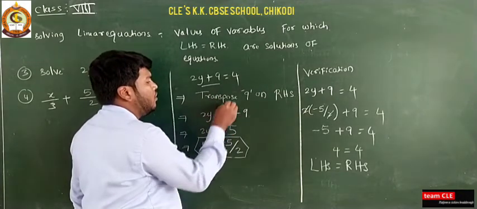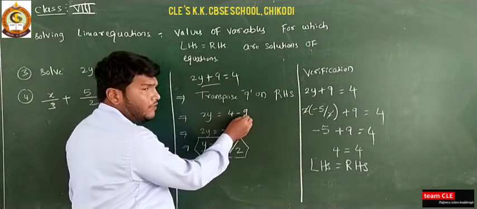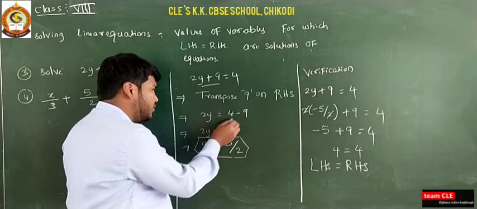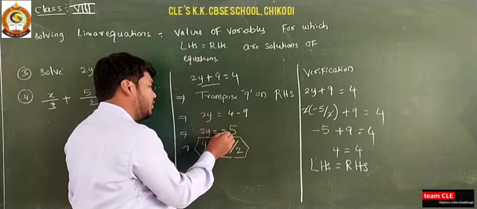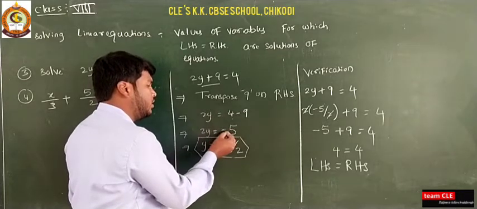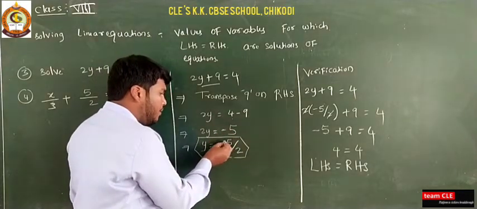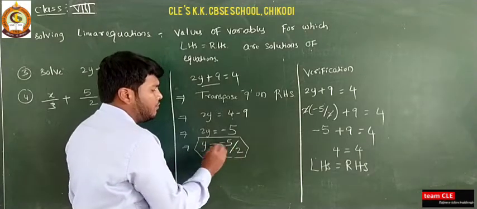So 2y is equal to 4, that is plus, so 9 will become minus 9. 2y as it is, 9 minus 4, which is equal to 5, and that is plus minus, so you will get minus, because seeing the greater number sign we have to keep this sign. y is equal to minus 5 by 2.